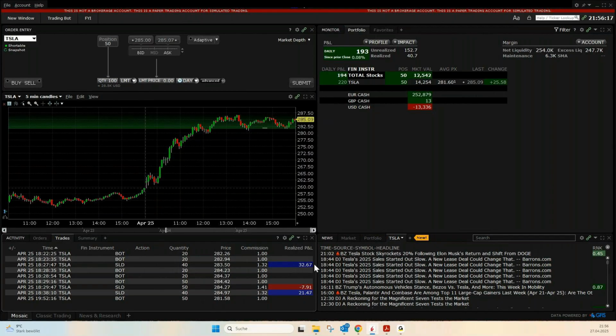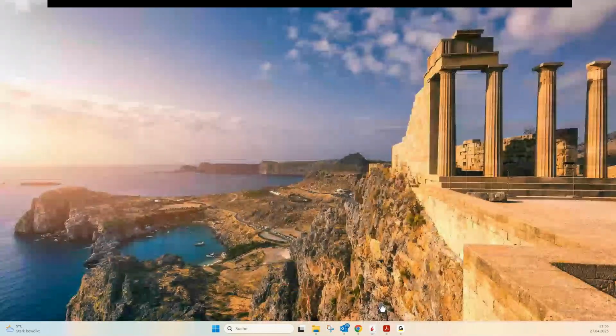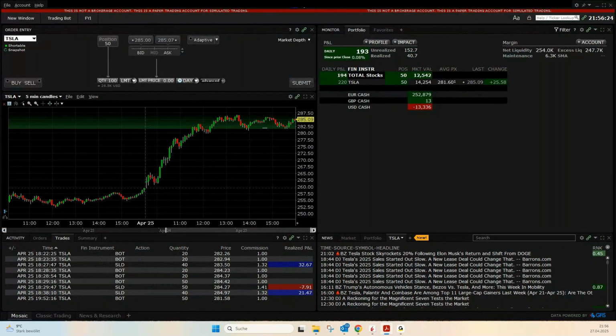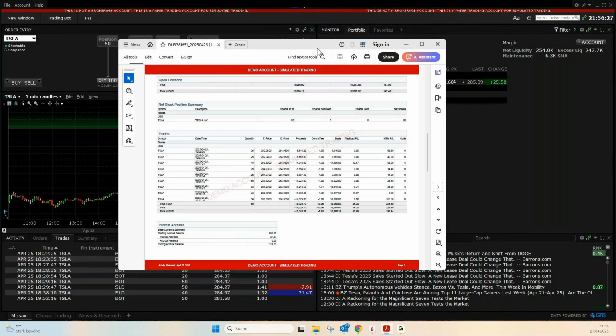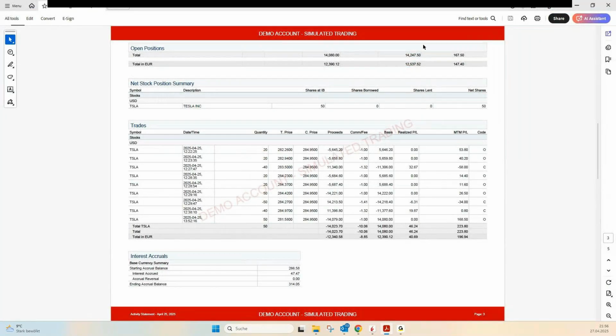We also asked Interactive Brokers, and we got the answer that I also want to tell you here: to use the statements. You can directly in the statements, I think everyone knows where you can download them, even here for a paper trading account, you see it highlighted in red.